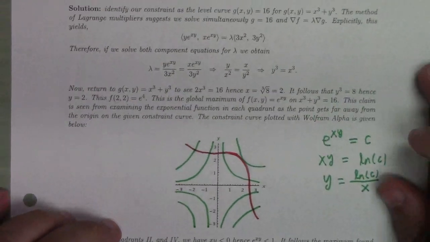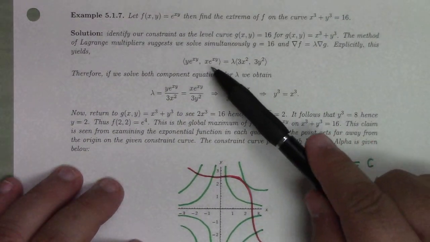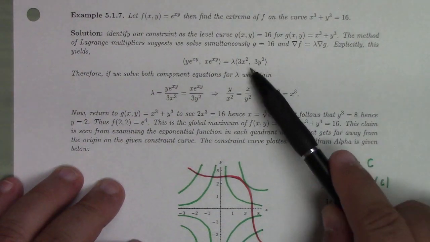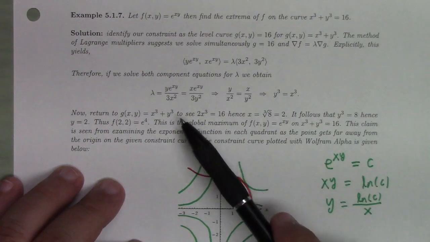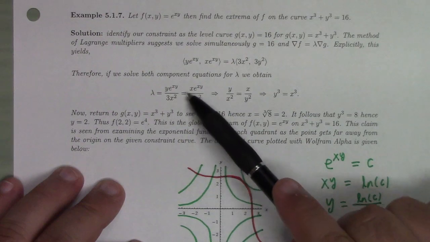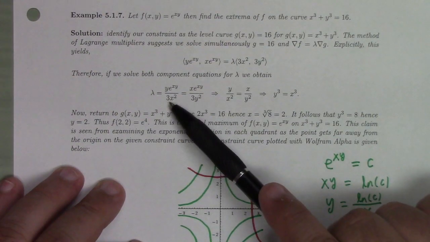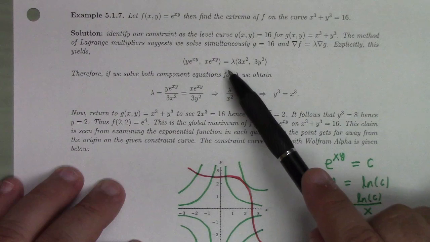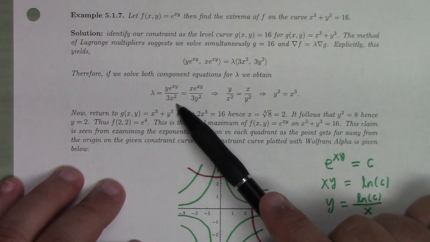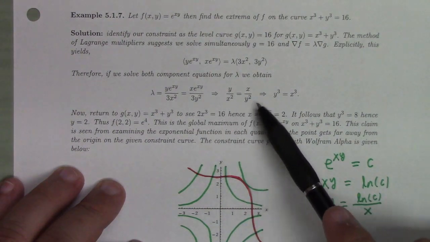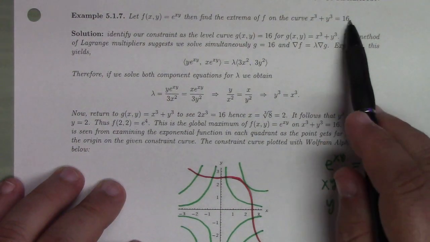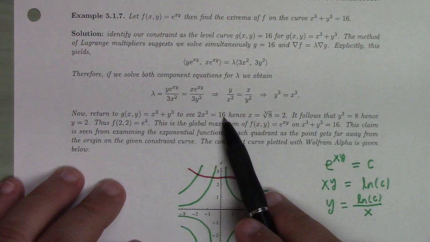Anyway, we calculate the gradient of the objective function and set it equal to lambda times the gradient of the constraint curve, which gives us that. This time I decided to solve for lambda. I get this, but I also get that. If you solve both the x and y equations for lambda, it eliminates lambda, so at least you've got an equation with just x and y in it. Then you can cancel the e to the xy, and that gives us x cubed equal to y cubed. But then x cubed plus y cubed is 16, which gives us that 2x cubed is 16.